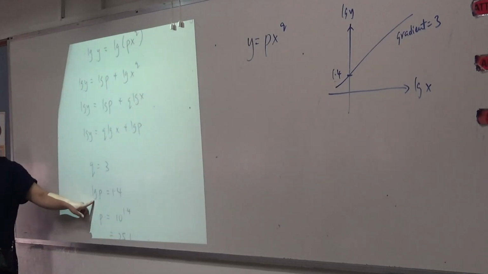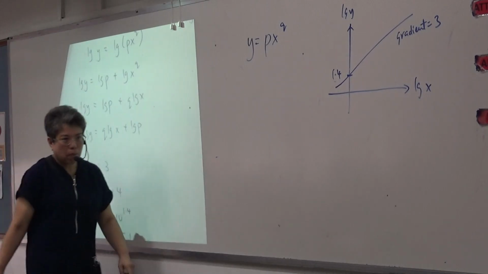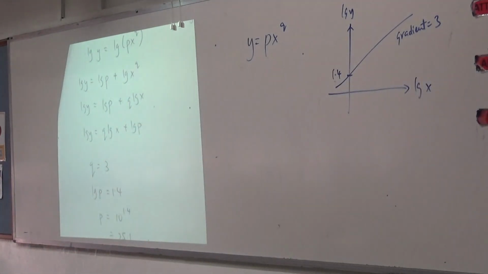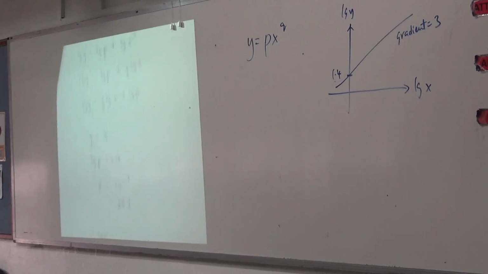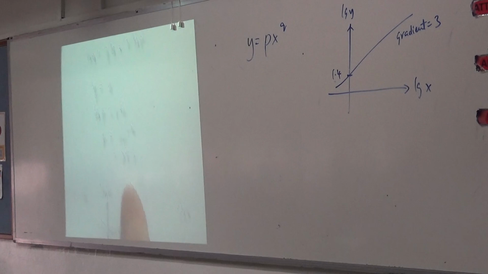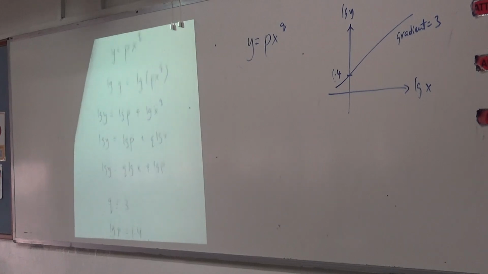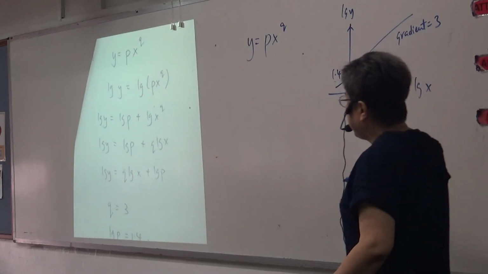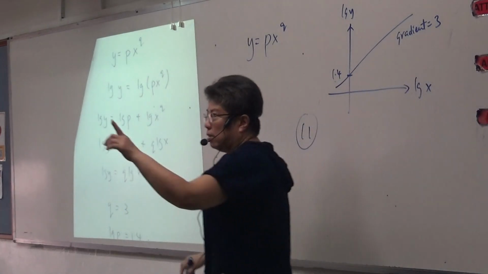Now, lg is log to base 10. So P will be 10 to the power of 1.4, right? Correct now. Then I key the calculator, I round it to 3 significant figures, I'll get 25.1. Is that understood? Yes or no? Yes, so you take down this from question 6. Those who already taken down, I want you to try question 11, which is the same thing.